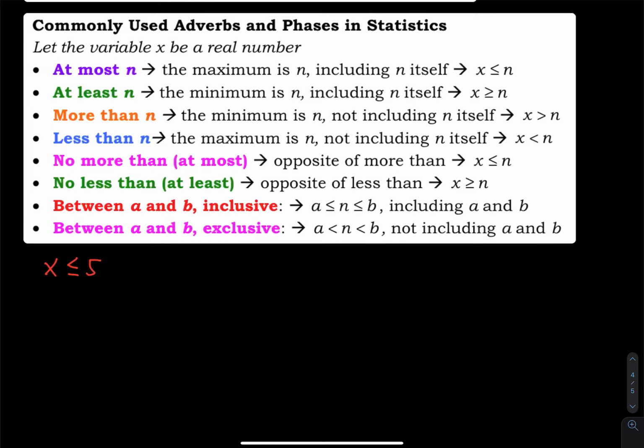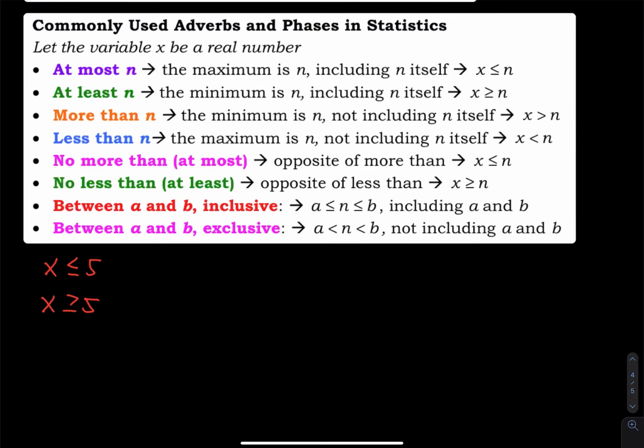But if you say you have at least 5 pairs of sneakers, wow, that's many pairs. So at least is x greater than or equal to 5. That means your minimum is 5 pairs. The maximum can be 1 million, it can be 10 million.